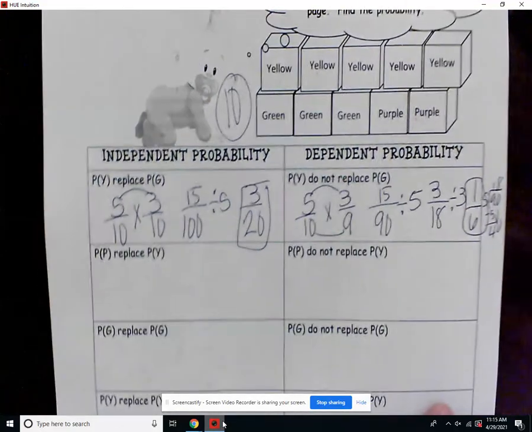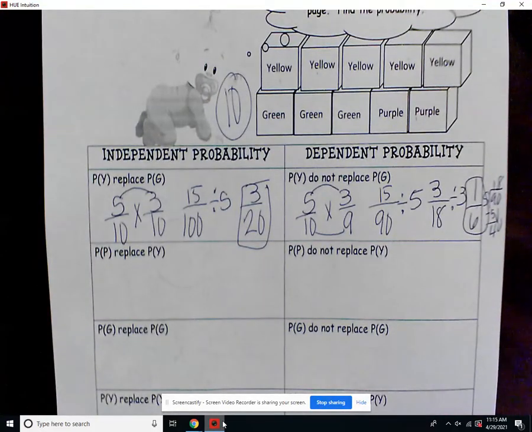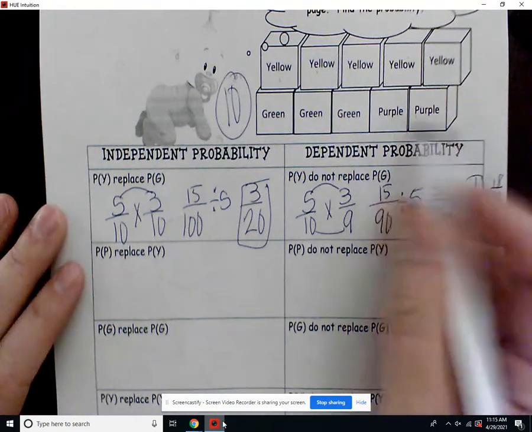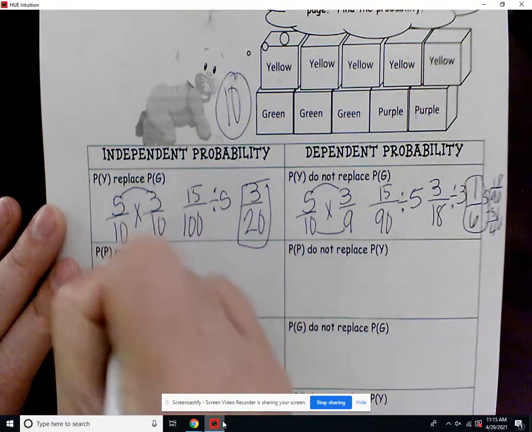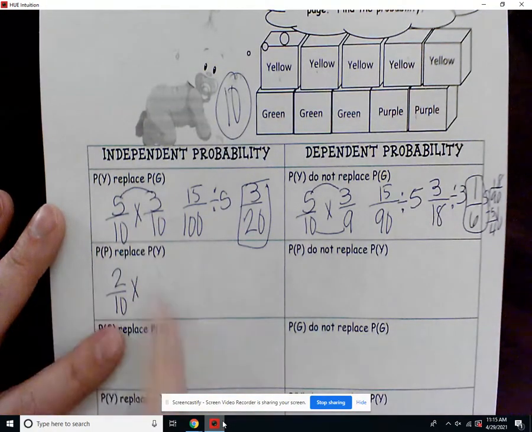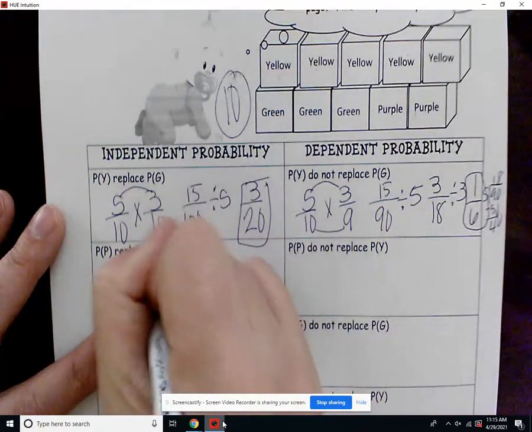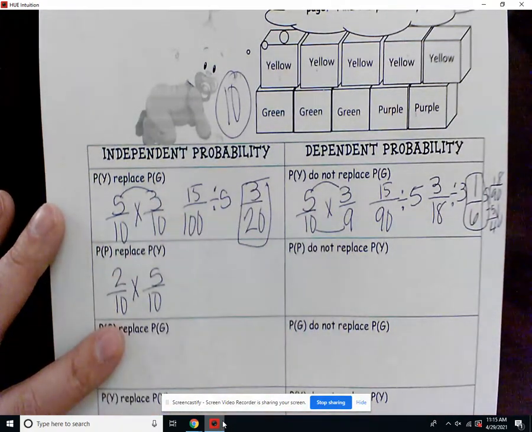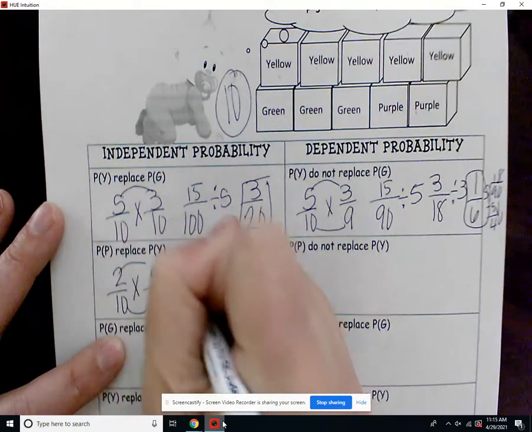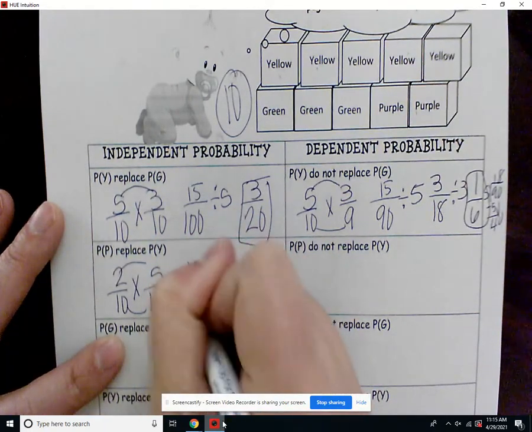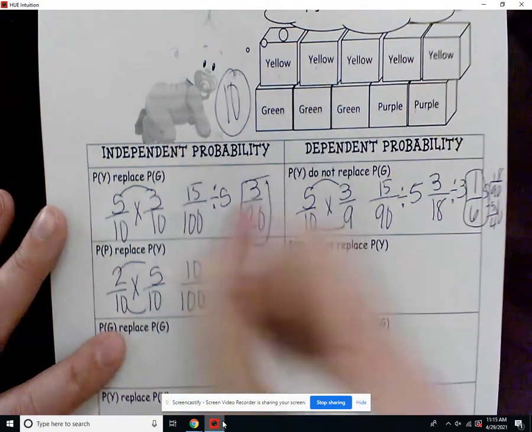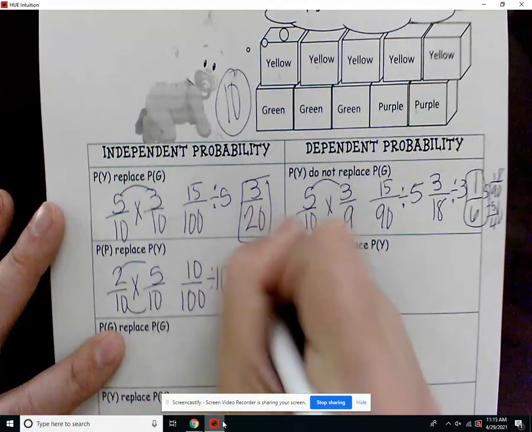Okay, so the next one, we have probability of P replacing Y. Again, replacing means nothing happens, nothing changes. So I have probability of a purple is going to be 2 out of 10. And then probability of getting a yellow is 1, 2, 3, 4, 5, so 5 out of 10. Again, we're going to multiply. 2 times 5 is 10. 10 times 10 is 100. I'm going to divide this by 10, and we get 1/10.